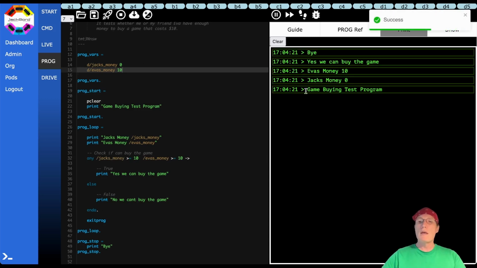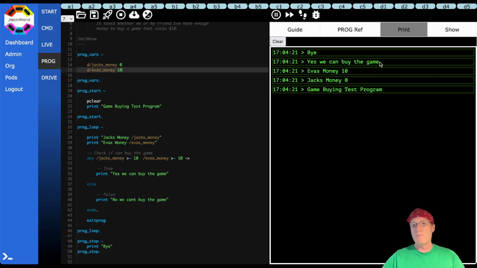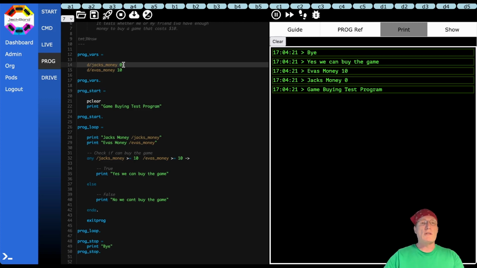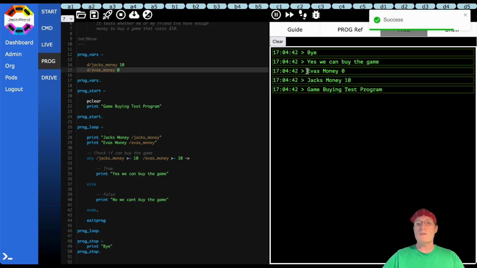So in this case, Jack's money is 0, Eva's money is 10, so yes, we can buy the game. So now let's change it so that we both have money. And we'll run it. And sure enough, yep, both got $10 and we can both buy the game. So let's say that I've got money and Eva doesn't. So I'm going to run it again. And there. So Eva's money is 0, my money is 10, but we can still buy the game.